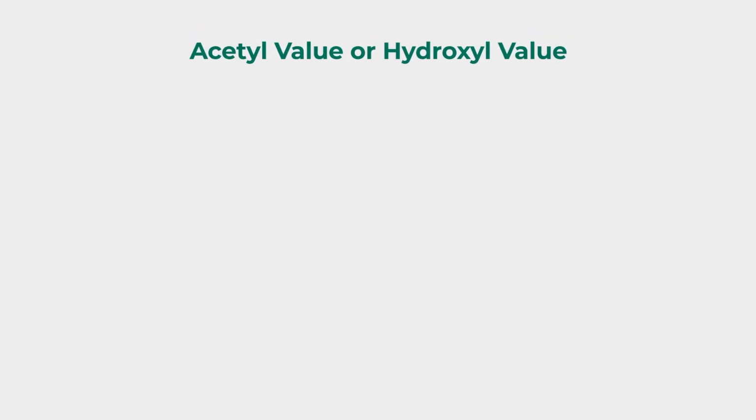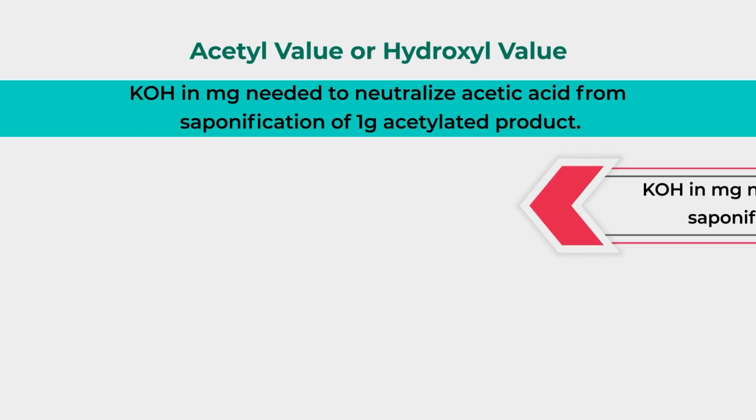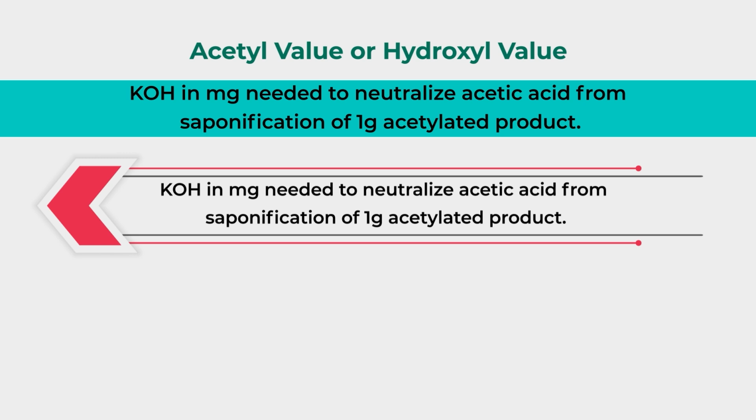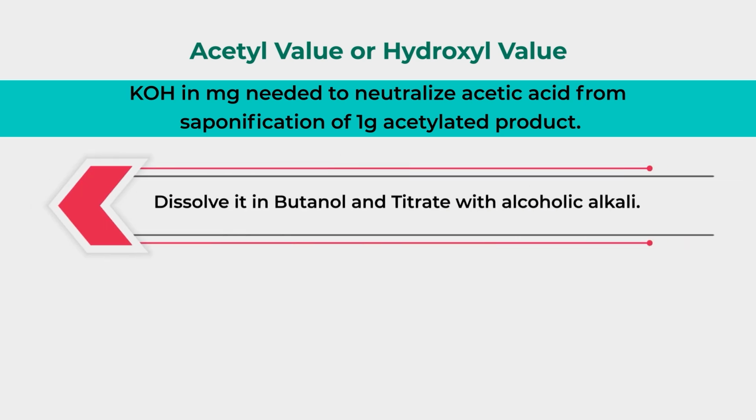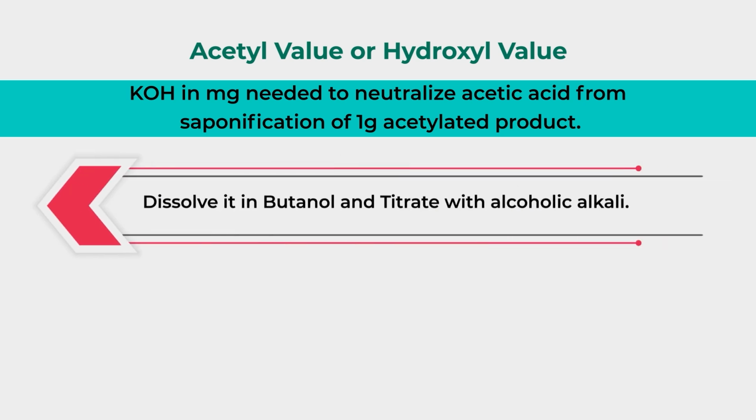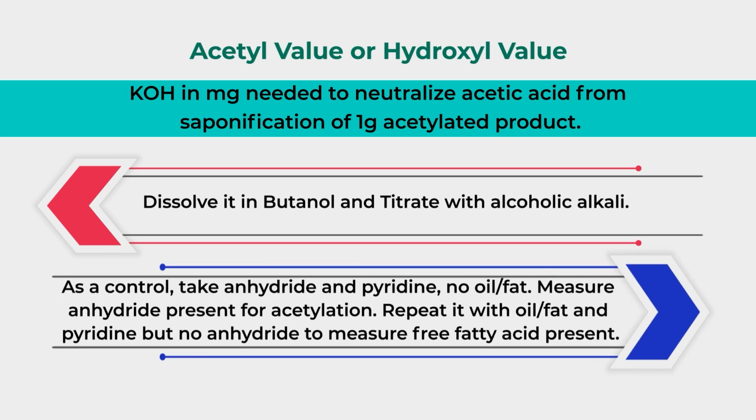Then there is a term called acetyl value or hydroxyl value. This is nothing but acetylation. If there are free hydroxyls in oil and fats, they will react with acetic anhydride. How much anhydride is consumed will tell us how much hydroxyl value is there, and this will tell us how much free alcoholic group is there.